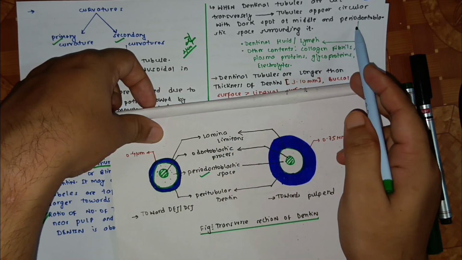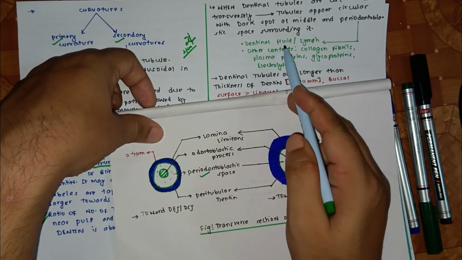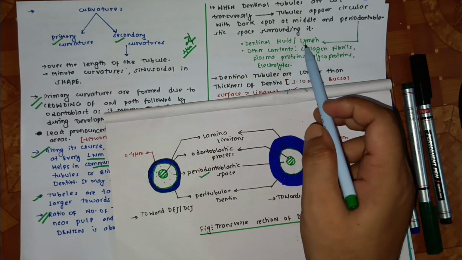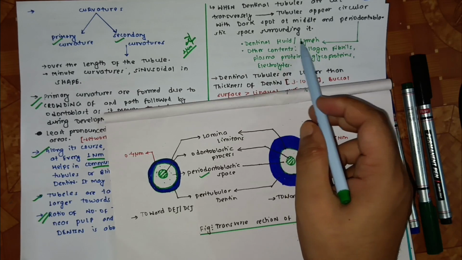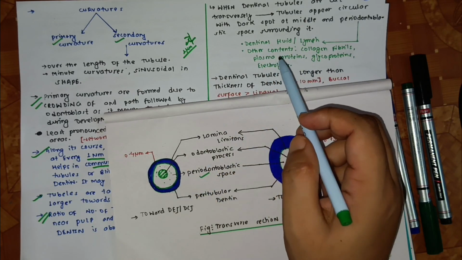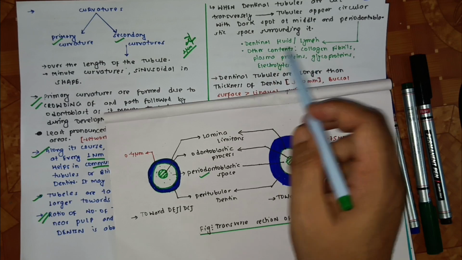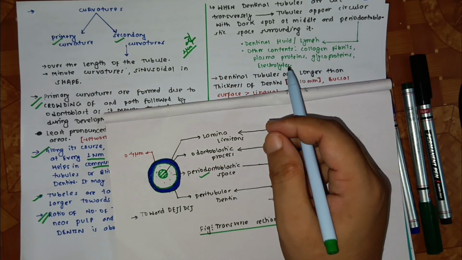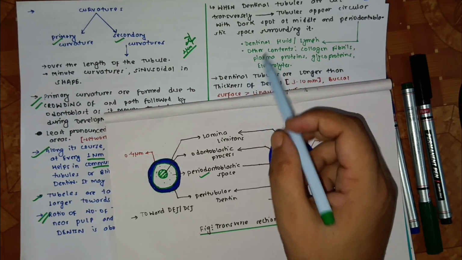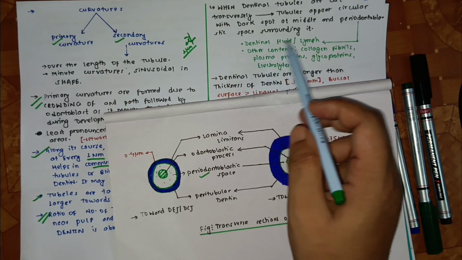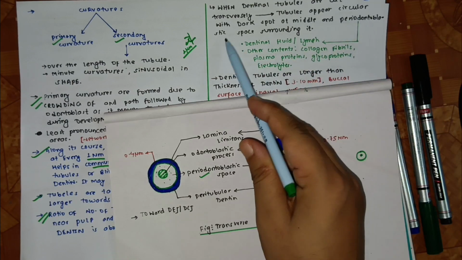In the periodontoblastic space there is the presence of the dentinal fluid or the lymph, and this is the fluid that causes hypersensitivity in the tooth. Dentinal fluid or lymph runs in those periodontoblastic spaces and causes the hypersensitivity. I will be discussing this dentinal fluid and the theories of hypersensitivity in upcoming videos. But for today, you just need to know that dentinal fluid or the lymph is present in the periodontoblastic space.